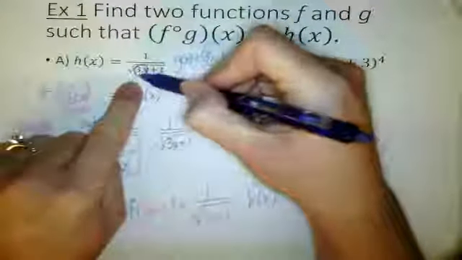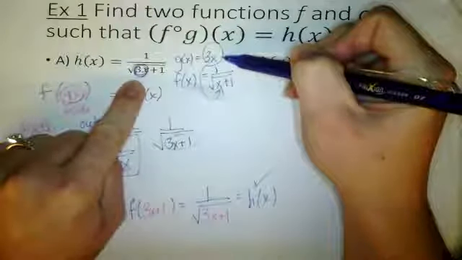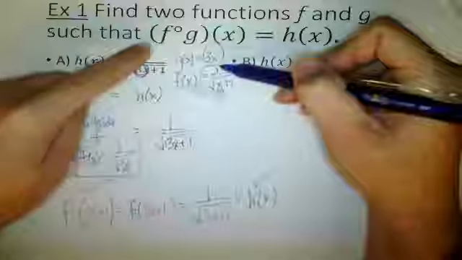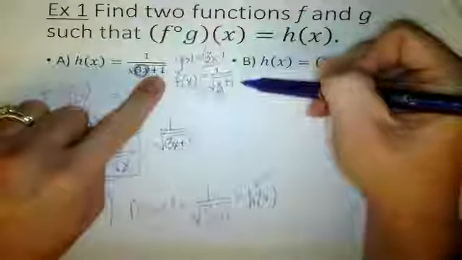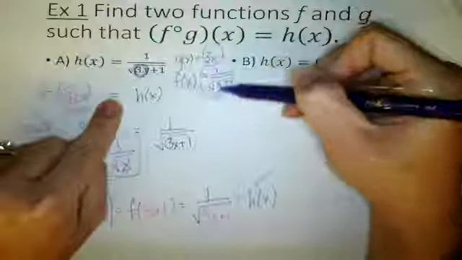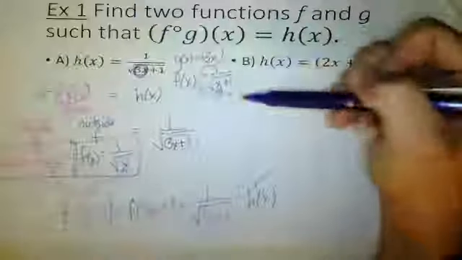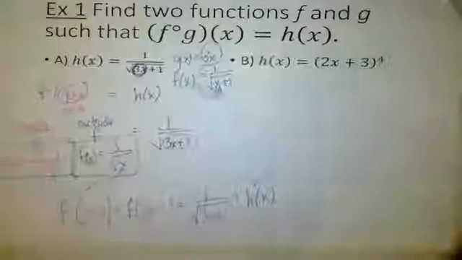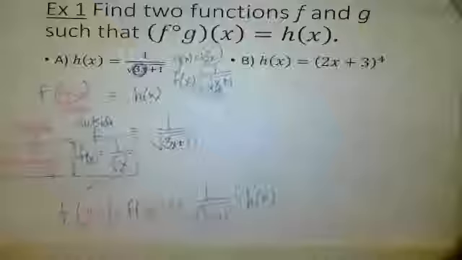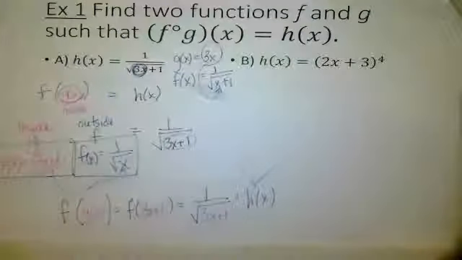So if I just take the 3x as my inside, what's left over? 1 over radical something plus 1. I'm going to take that, and it would be plugged in when I do the composition. Does that kind of make sense? There's lots of different ways to do it. In fact, I could add plus ones and minus ones all over the place and do it forever.